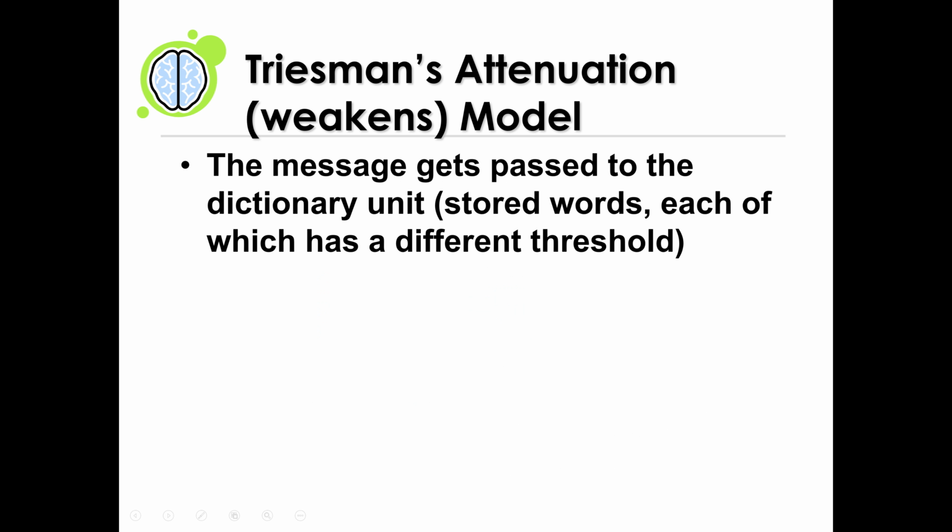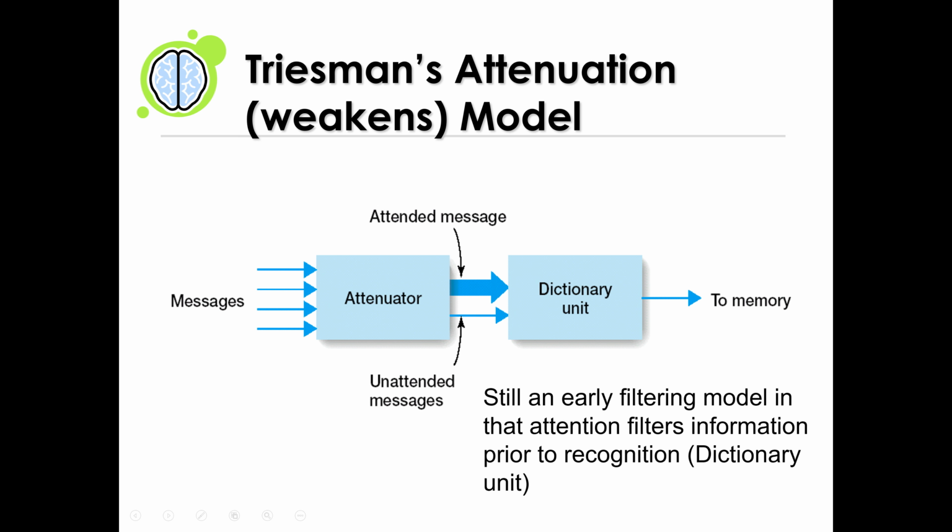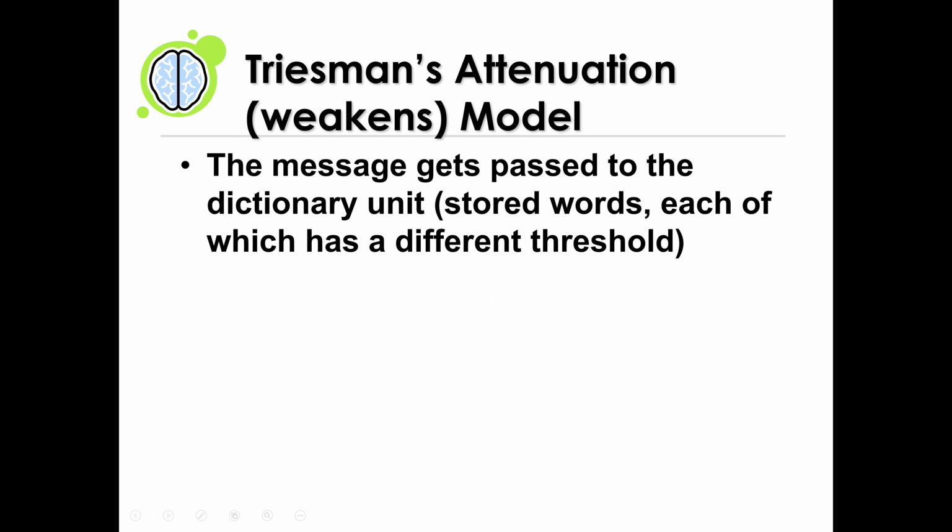Now the dictionary unit, do I have that? I'll have it up here in a second. But anyhow, a dictionary unit is essentially a device where words are stored, and each word that an individual has stored is going to have a different threshold level, meaning that if the threshold is low for the word, then it doesn't need the unattended message. If that word is in the unattended message, it'll easily be detected. Now, if that word is very, very high in threshold, then it might not even be detected overall.